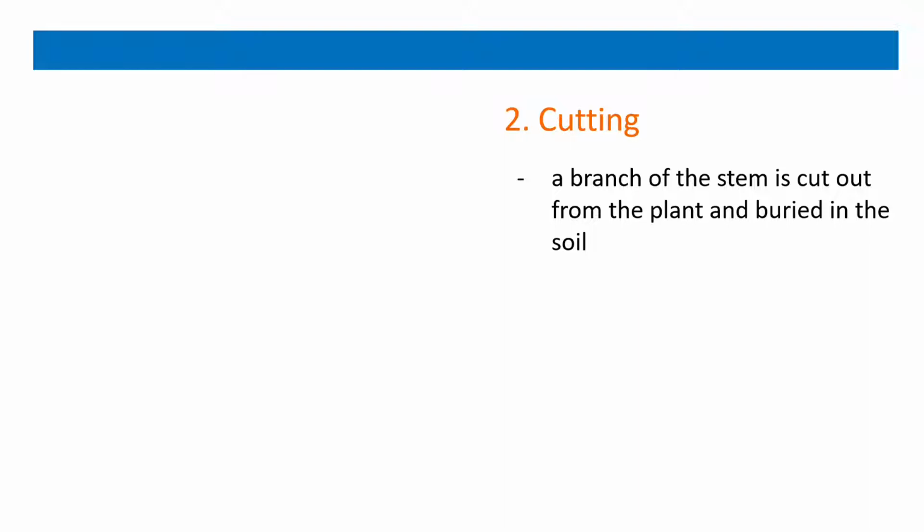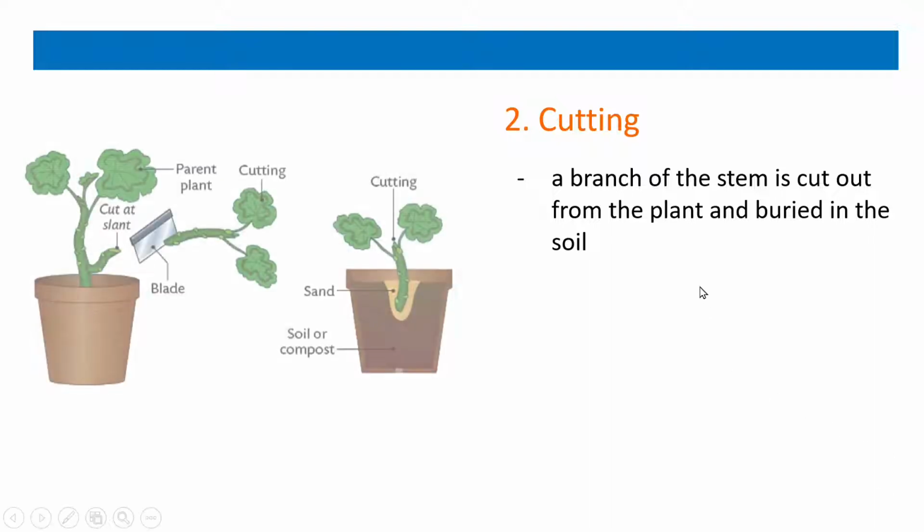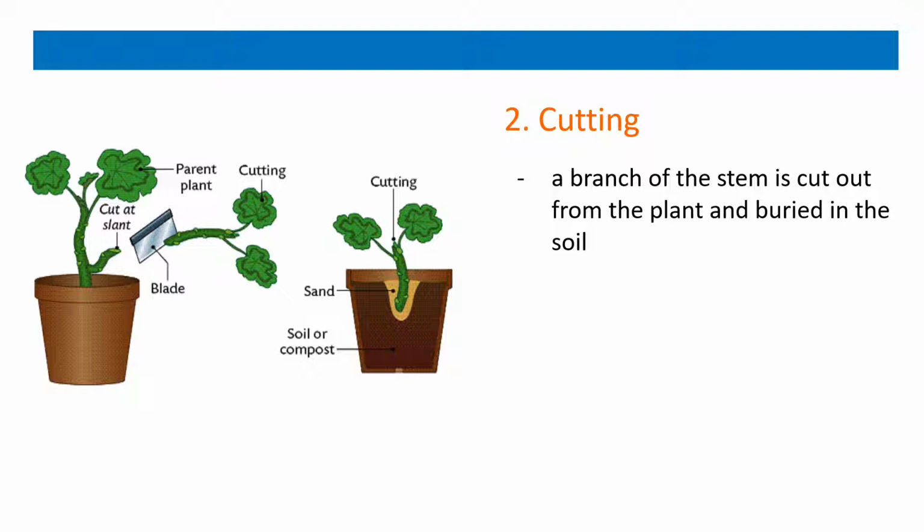Now, the second one is what we call cutting. So we already have letter G for grafting and letter C for cutting right now. So what is cutting? It's simply a branch of the stem being cut out from the plant and then buried in the soil. So this is what you do. You get a branch, cut it out, and then you plant it in soil, and it essentially produces another individual plant.